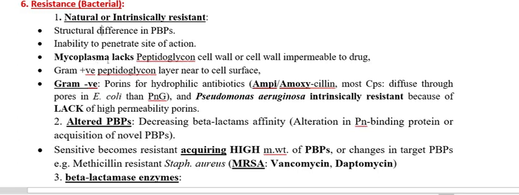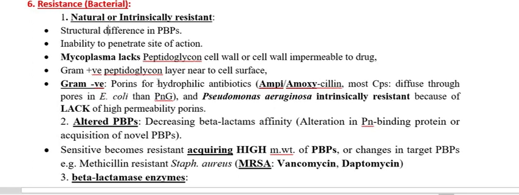And those bacteria, like mycoplasma and mycobacteria, don't have peptidoglycan, so the drug also does not act. Why? Because peptidoglycan is not there, so how is the drug going to inhibit peptidoglycan synthesis? Species like mycoplasma don't possess a peptidoglycan cell wall. Mycobacterium also doesn't have the peptidoglycan structure.